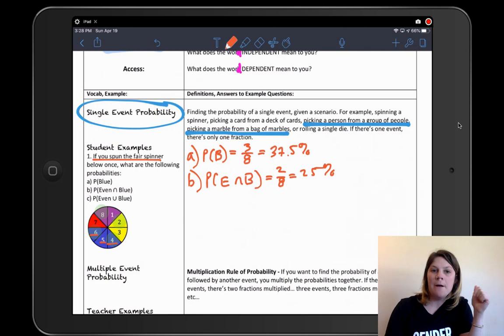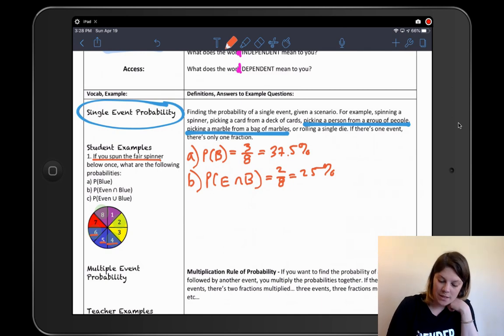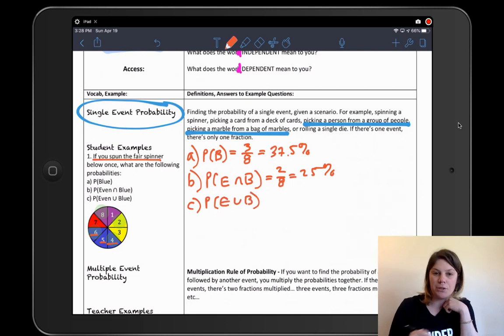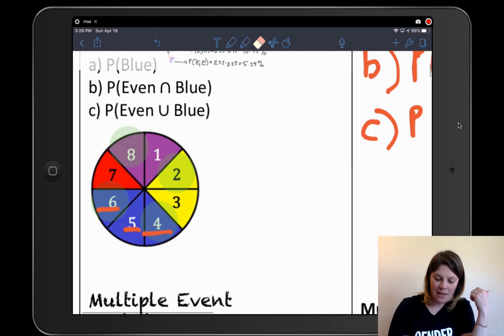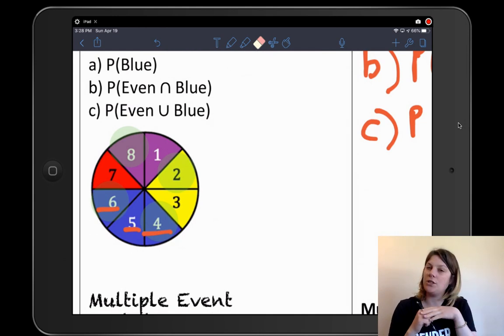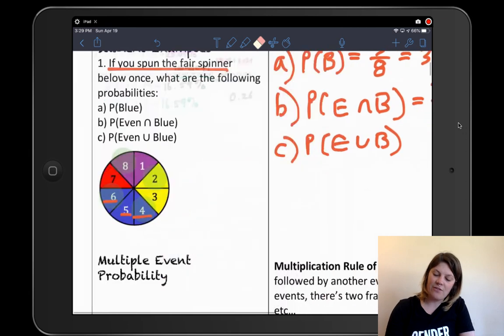So it's only 2 out of 8, or 25% chance that you will land on something that is both even and blue. Now, the difference between that, and hopefully this is something that we are comfortable with at this point, even union blue, that is everything that's blue and everything that's even. So everything we just highlighted, right? Not just the overlap, but everything we just highlighted is a part of that. So it's 8, 2, 4, 5, and 6. So we have 5.